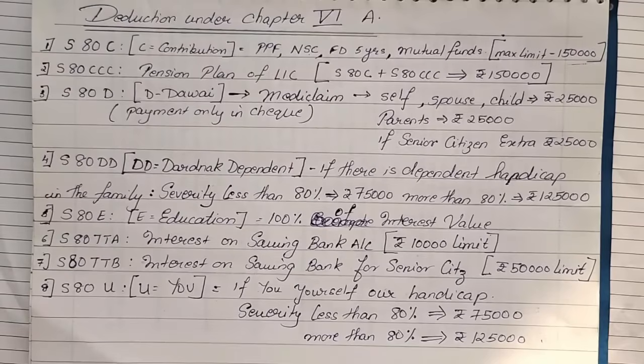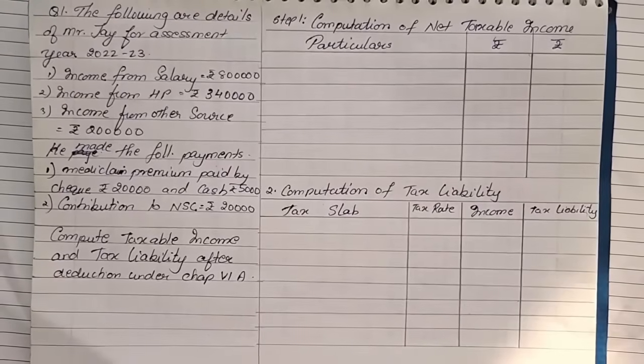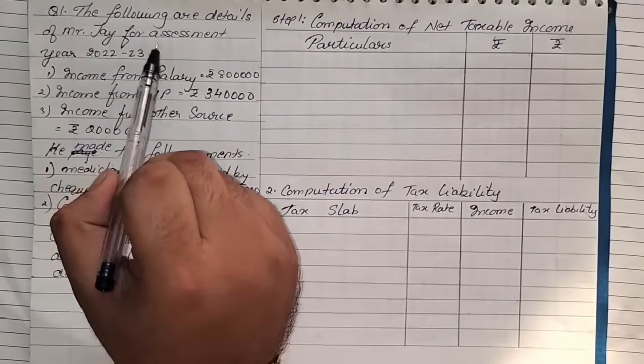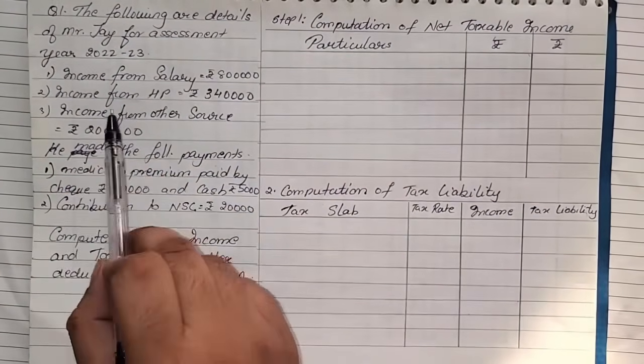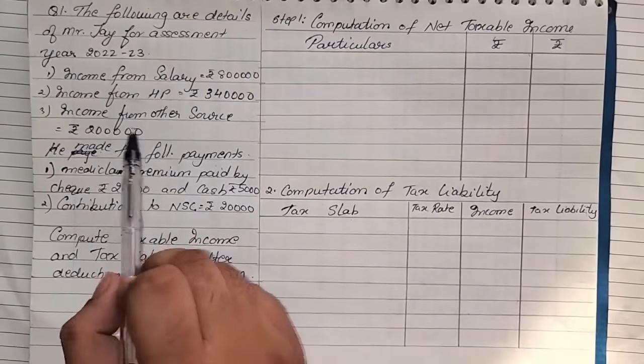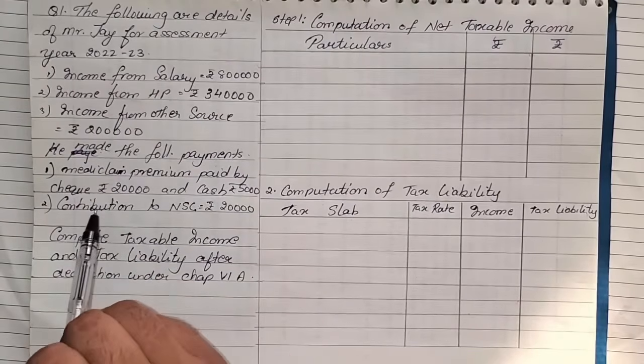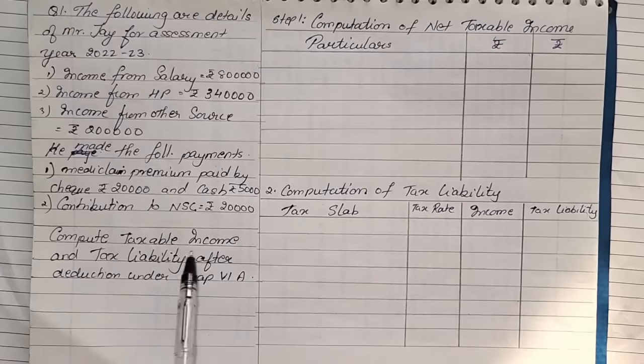Okay, now based on these two, let us see how to solve the sum. The sum is very simple. Okay, let us see how to start with the sum. It is given here now. The following are the details of Mr. J for the assessment year 22-23. Income from salary, income from house property, income from other sources. He made the following payments: mediclaim and contribution to NSC. Compute taxable income and tax liability after deduction under chapter 6A.